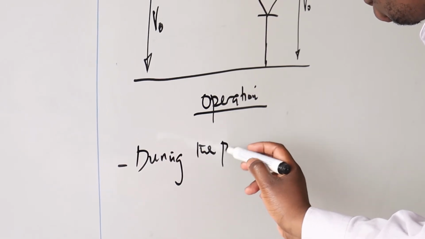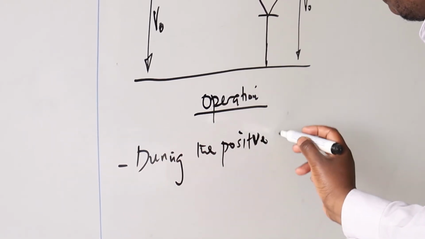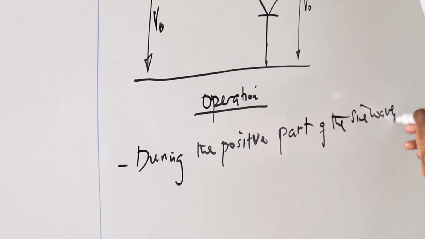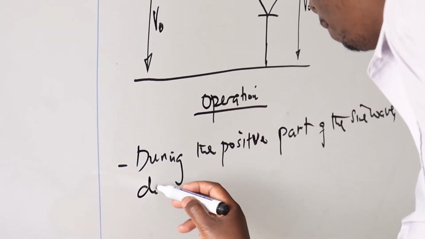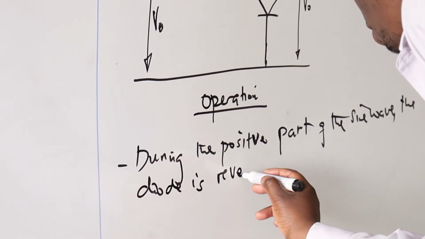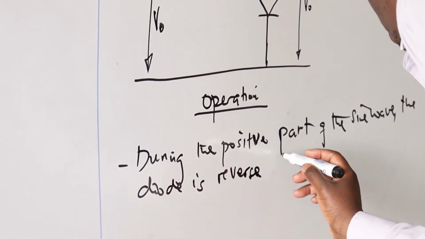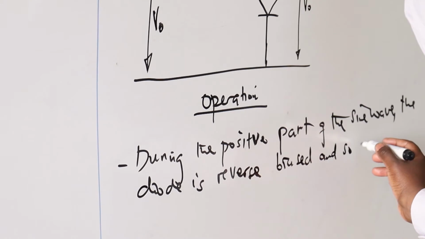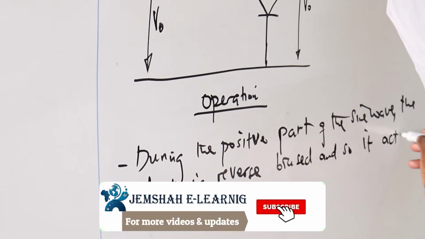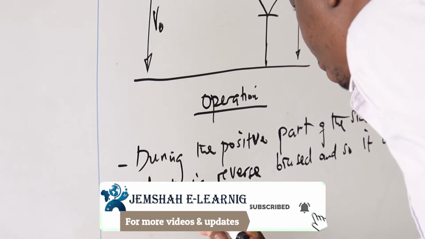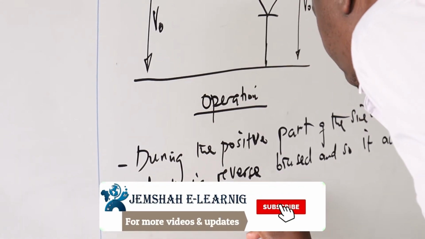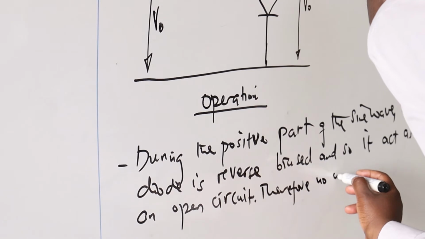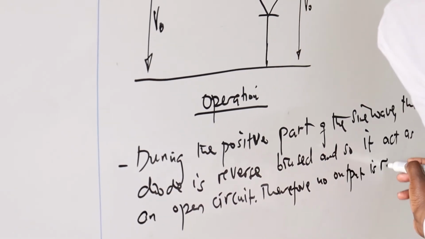During the positive part of the sine wave, the diode is reverse biased, and so it acts as an open circuit. Therefore, no output is recorded.